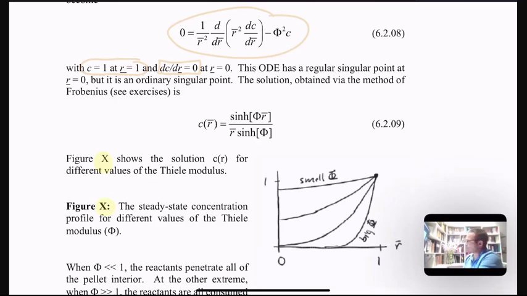Hopefully you can get to see that at some point in a differential equations class or in the applied math class here. So the solution ends up having this form. It's the sine hyperbolic of phi times our dimensionless r divided by sine hyperbolic of phi multiplied by r on the outside. When the Thiele modulus is very small, the solutions show that the concentration penetrates all the way from the surface into the interior of the catalyst pellet down to the center.